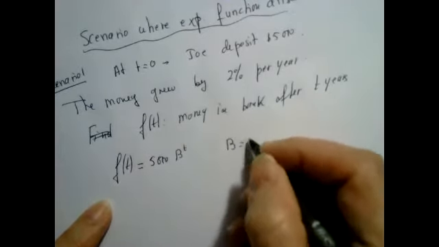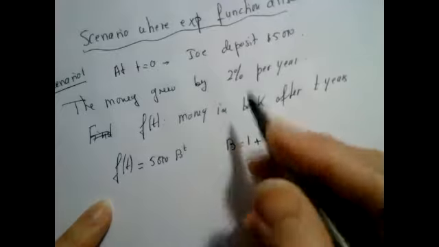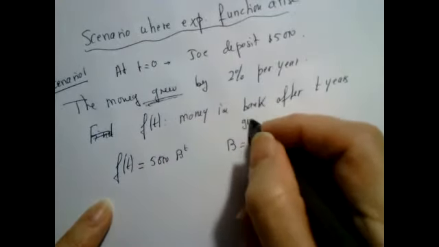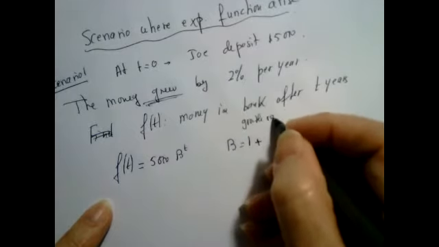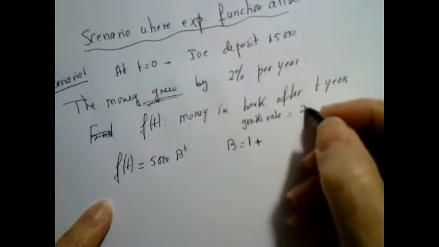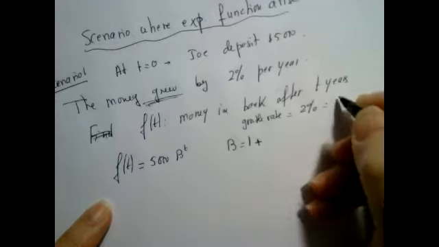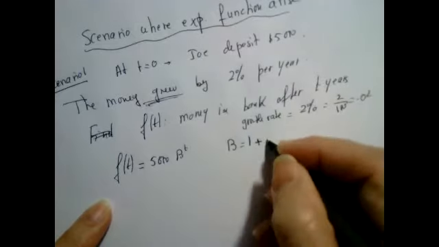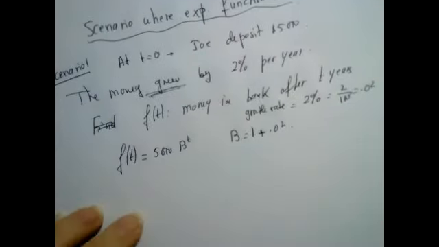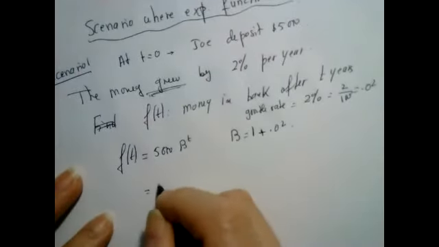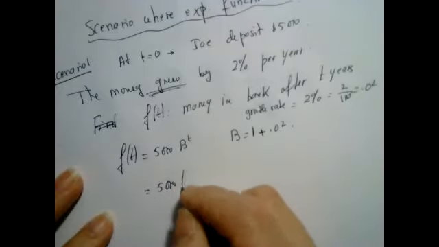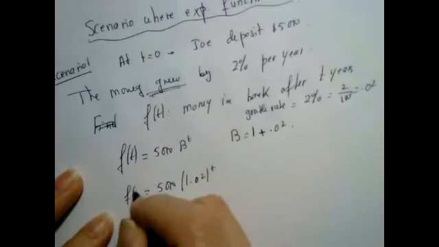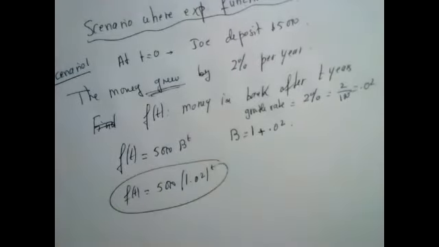Now b is 1 plus the growth rate. Since we have a growth here, the growth rate is 2%, which is 2 over 100, 0.02. It means the function is f of t equals 5,000 times 1.02 to the power t. So that's really how those functions arise.